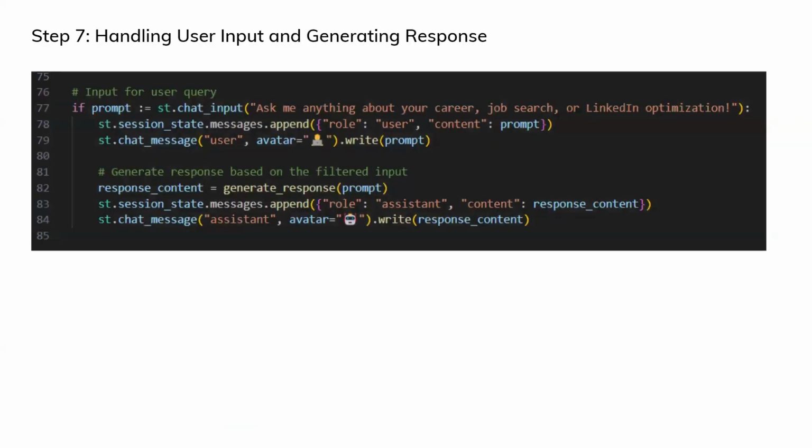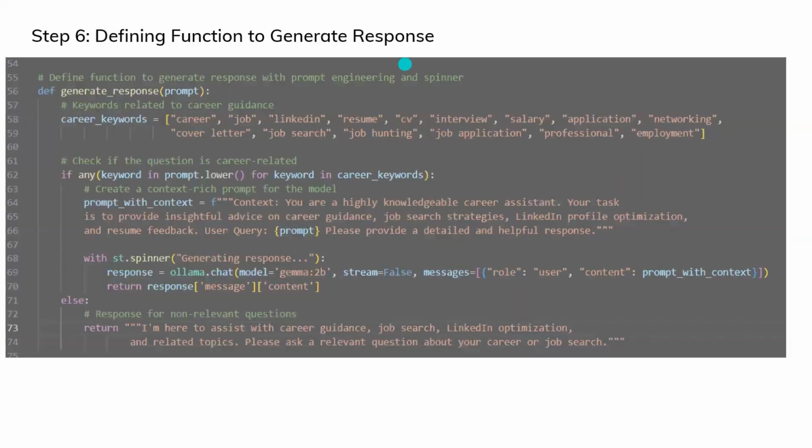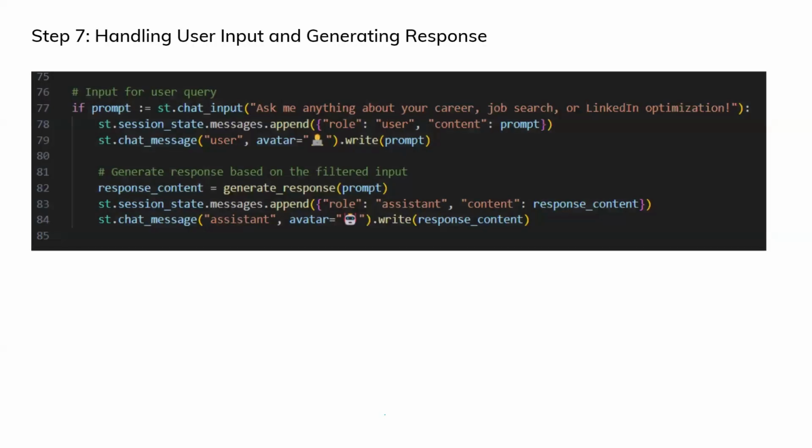Now coming to the last part, to handle user input and generate the response. st.chat_input will provide an input field for the user to ask a question. If a question is asked, it adds the question to the conversation and displays it, and then generates a response using the generate_response function as shown in step 6 here. And it will add the response to the conversation history.